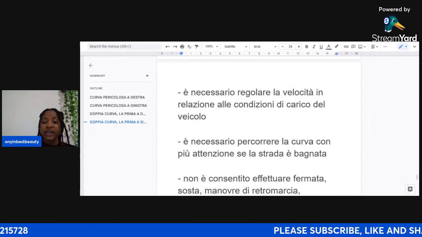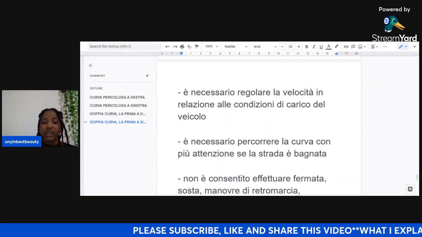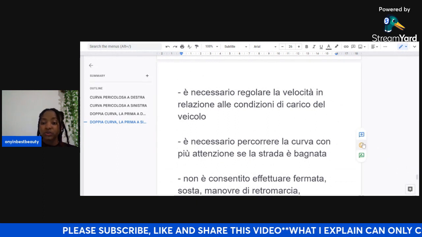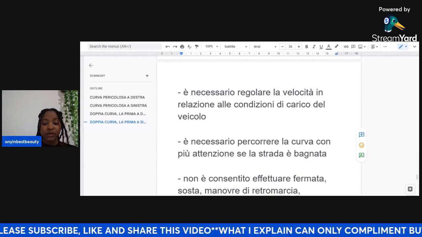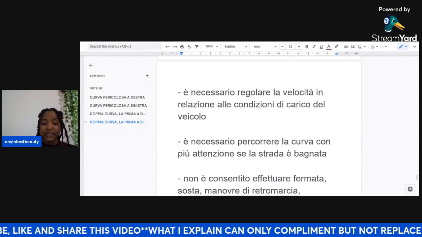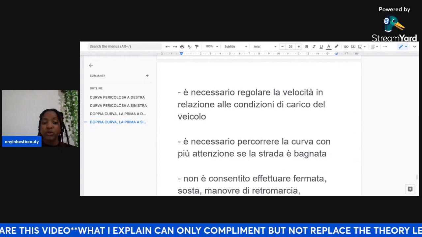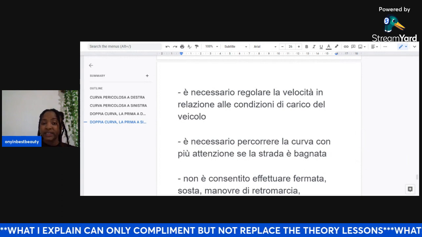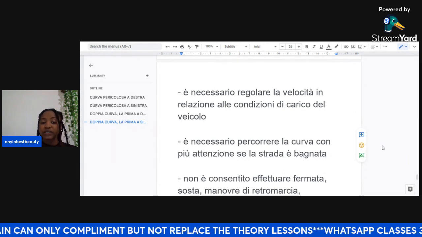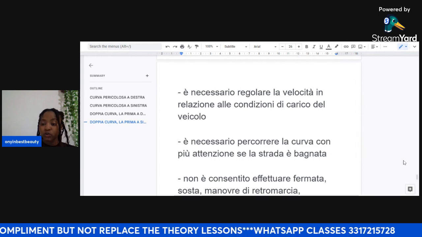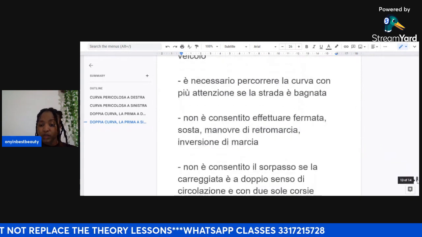È necessario regolare la velocità in relazione alla condizione di carico dei veicoli. You need to regulate your speed according to the load you carry. Ok. È necessario percorrere la curva con più attenzione se la strada è bagnata. You must drive on this curve with more attention if the road is wet, guys.